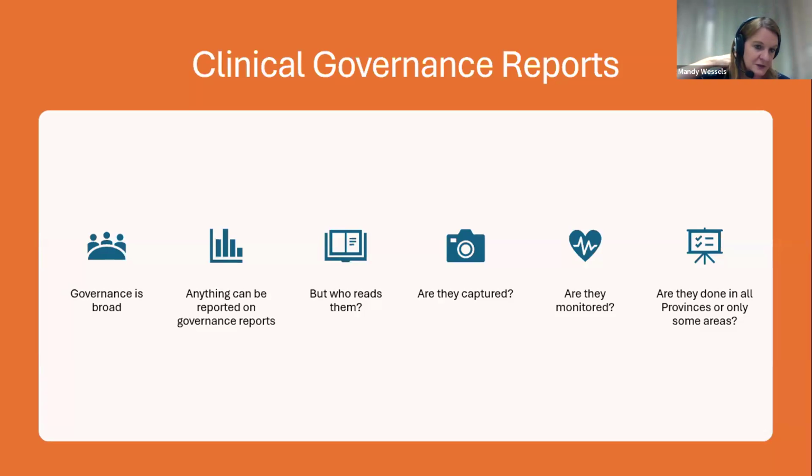And I don't know where they land up finally. I don't know if they land up on head office desks or where they land up with policymakers. Are they captured? Are they monitored? Are they published? And again, relying very much on the clinician to use these reports to make the link between austerity and what is going on.